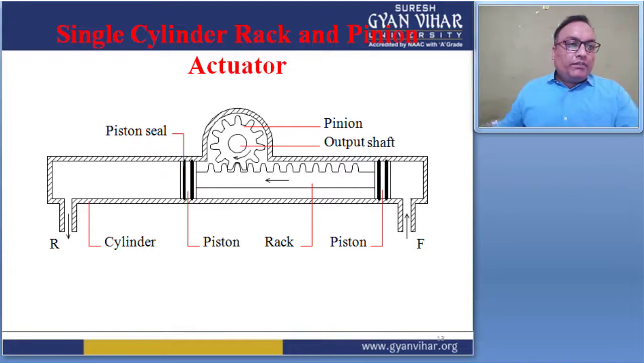If the piston moves in the forward stroke, from right to left, it drives the pinion. At this pinion, it creates a clockwise movement, and if the piston is moved from left to right, it creates an anti-clockwise movement. So this is the working operation of this cylinder, right? And then we move to the next.